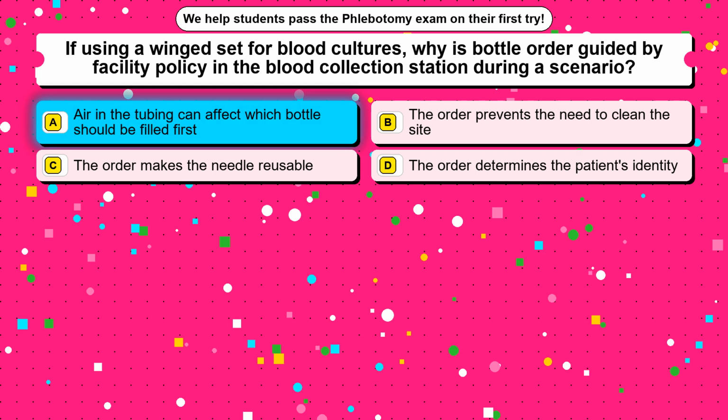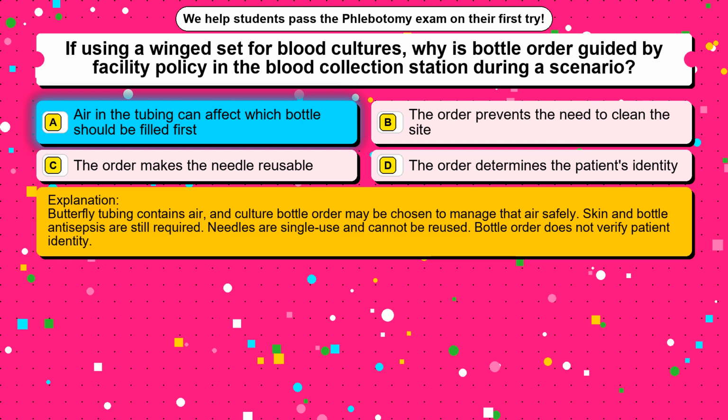The correct answer is option A. Air in the tubing can affect which bottle should be filled first. Butterfly tubing contains air, and culture bottle order may be chosen to manage that air safely. Skin and bottle antisepsis are still required. Needles are single-use and cannot be reused. Bottle order does not verify patient identity.